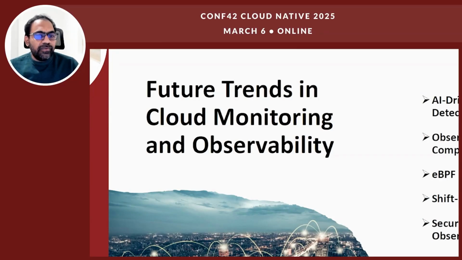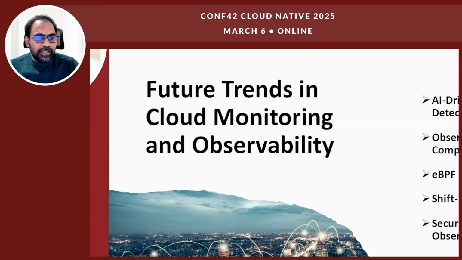The first is the AI-driven observability and anomaly detection. Many organizations leverage AI-driven solutions like AI-powered analytics and machine learning models for transforming observability by automatically detecting anomalies, predicting failures, and even enabling some self-healing capabilities in multi-cloud environments. The next is observability in serverless and edge computing. When workloads shift to serverless architectures and edge computing, observability solutions should evolve to provide real-time visibility into these ephemeral resources and highly distributed environments.